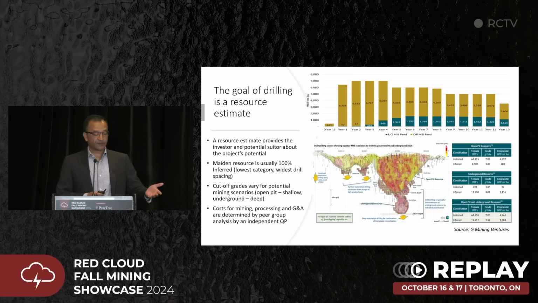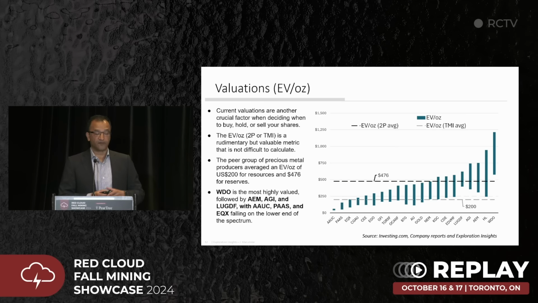So cost for mining, processing, G&A, all that determined by a peer group analysis, QP. All I'm talking about is it's a lot of work if you want to emulate it. But you can use those numbers to come up with a crude valuation. It's enterprise value per ounce. I'm not a huge advocate of it, but just like other data, once you know the companies, you can dig into it, you can see where the problems lie.